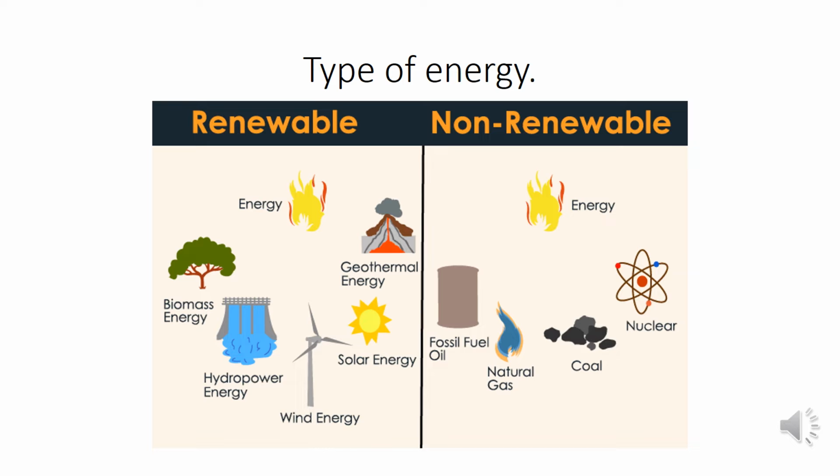Energy will be divided into two categories. First is renewable energy. Second, non-renewable energy. Renewable energy will be divided into a few types, which are first biomass energy, hydropower energy that uses water flow, wind energy which uses the flow of wind, solar energy which uses the sunlight, and lastly geothermal energy which uses the heat from the underground.